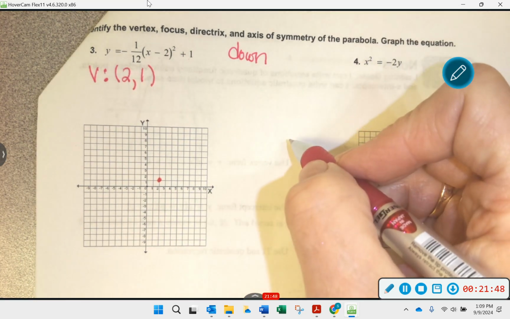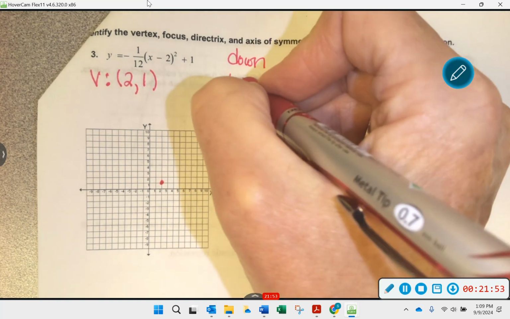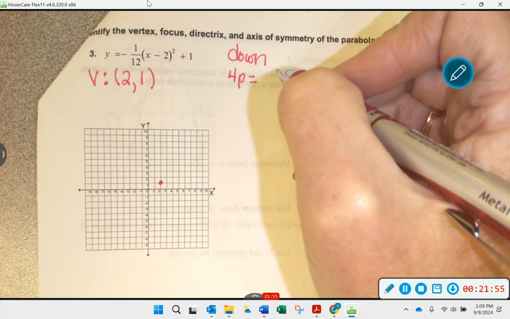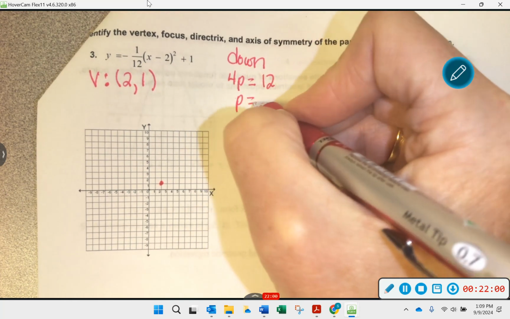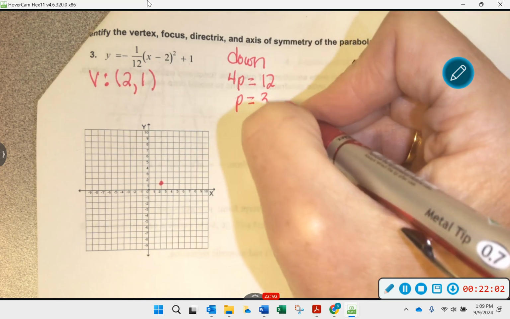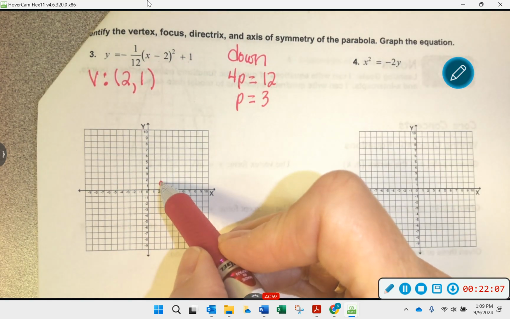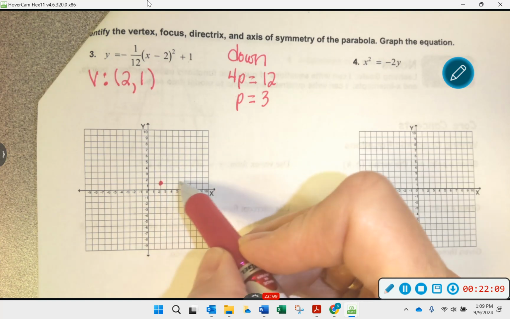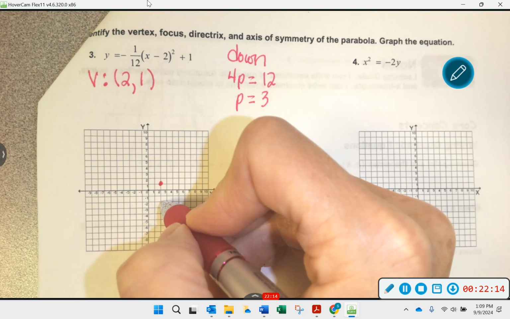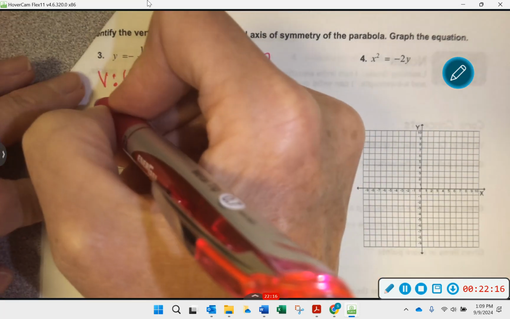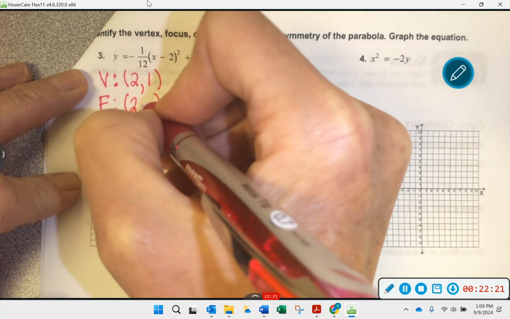What do we need to find now? The p-value, right? So I say 4p equals what? 12. So what is p going to be then? 3. Okay, so from my vertex, to find the focus, am I going to go up, down, right, left? Down 3. What's the focus going to be then? 2, negative 2, nice.